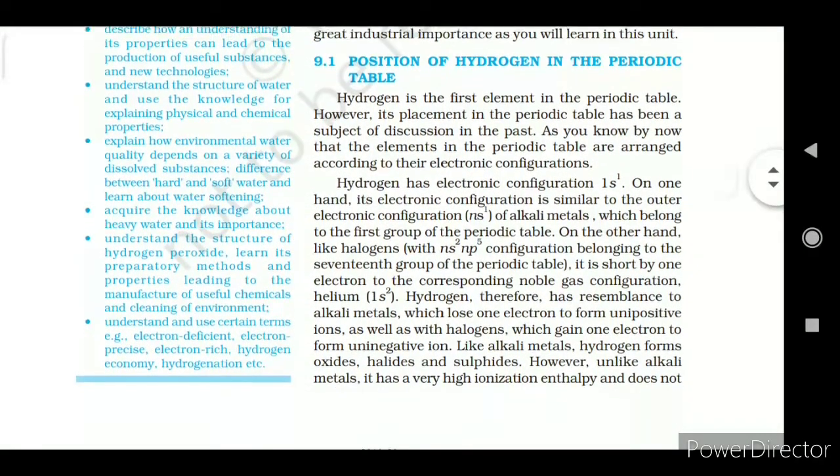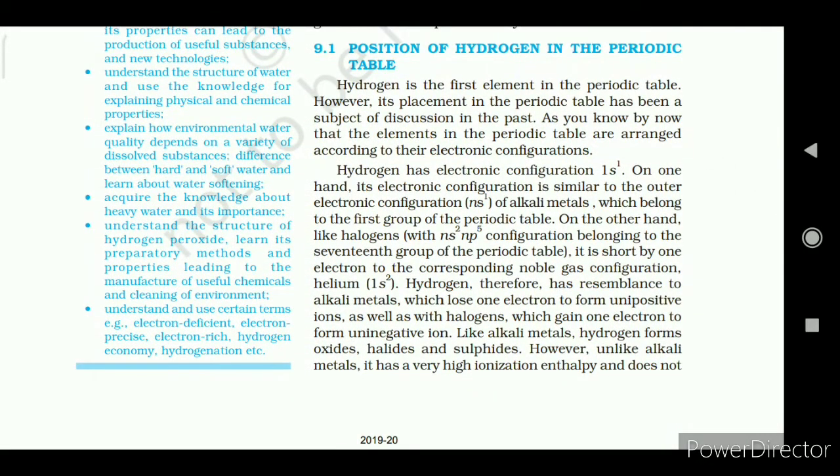9.1 Position of hydrogen in the periodic table. Hydrogen is the first element in the periodic table. However, its placement in the periodic table has been a subject of discussion in the past. As you know by now, elements in the periodic table are arranged according to their electronic configurations. Hydrogen has electronic configuration 1s1.